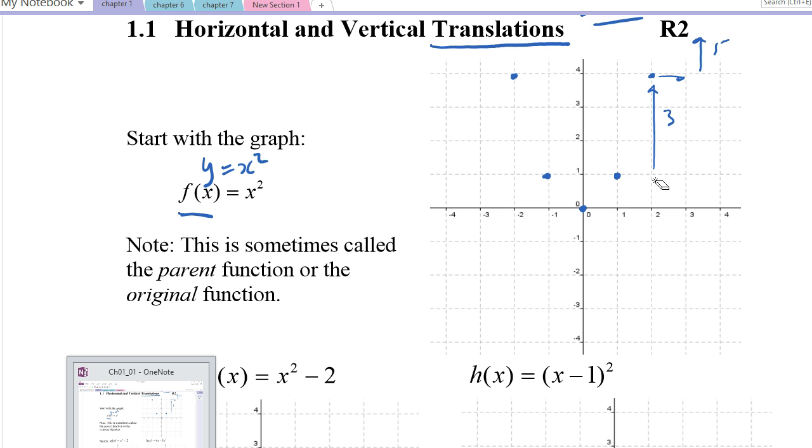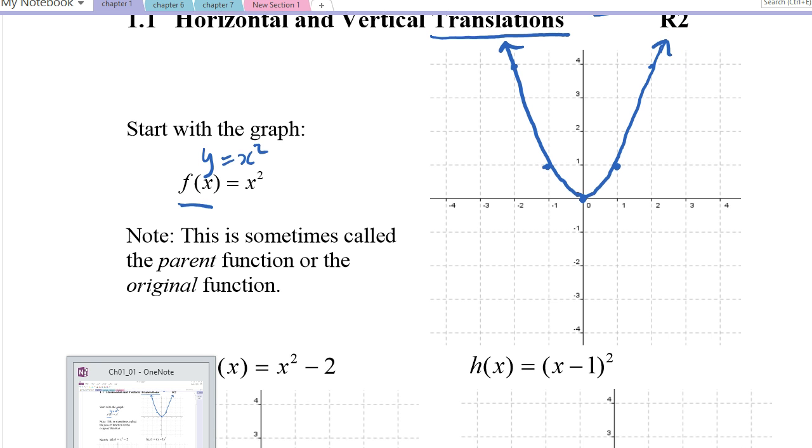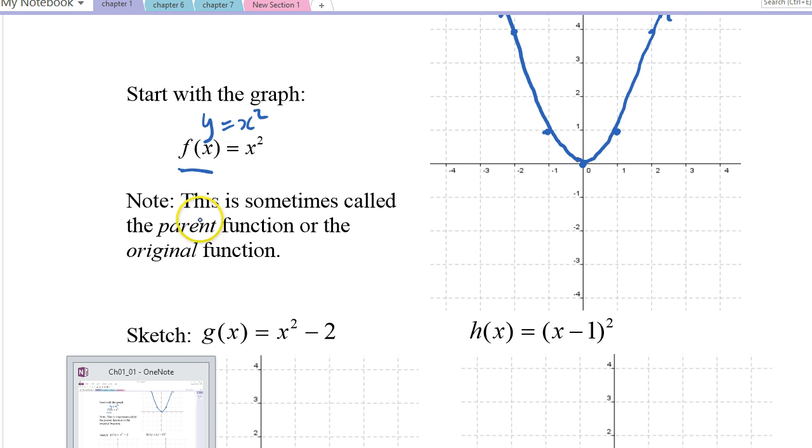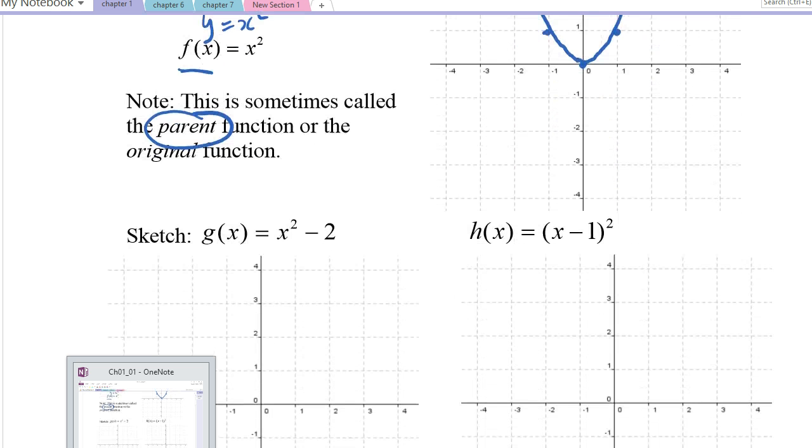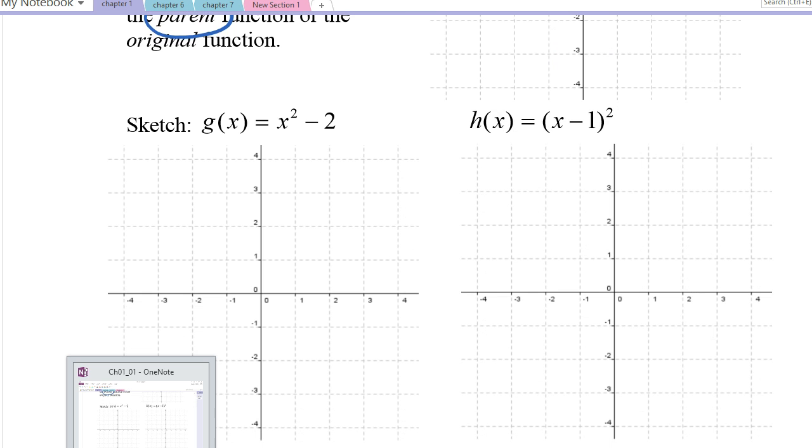I'll erase a bit of my mess here, and we'll try to draw in a nice sketch of a curve. There we go. And I'll draw the other piece on there too. Okay, so this is sometimes called a parent function, or the original function. So if y is equal to x squared is our parent function, then what happens when I add this minus 2 part to it?